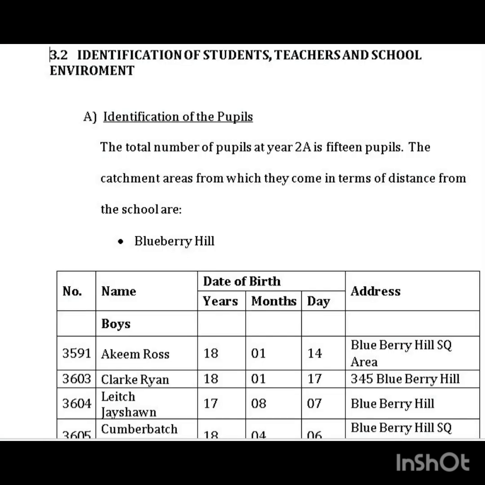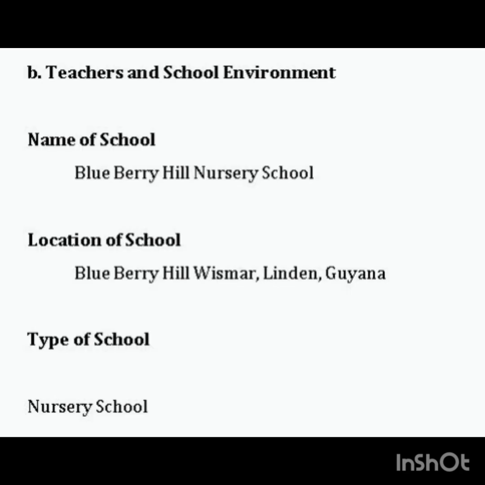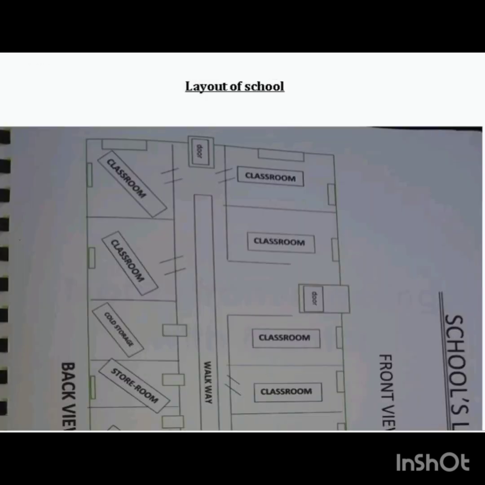Point 2. Identification of students, teachers, and school environment. Identification of pupils. The total number of pupils at Year 2A is 15 pupils. The catchment area from which they came in terms of distance from the school is Blueberry Hill. B. Teachers and school environment. Name of school: Blueberry Hill Nursery School. Location of school: Blueberry Hill, Wismar, Linden, Guyana. Type of school: nursery school. Picture showing the layout of Blueberry Hill Nursery School.